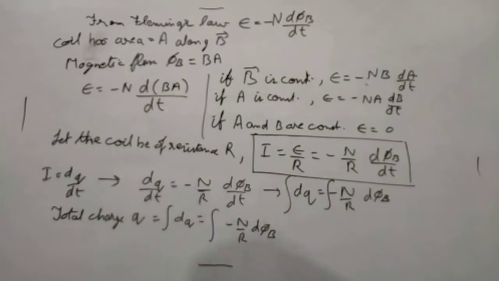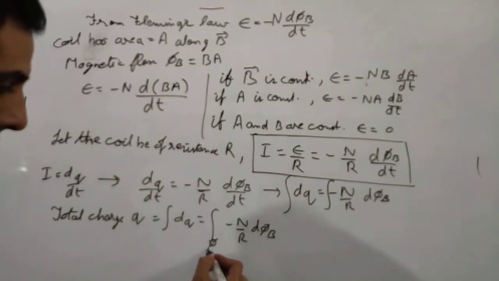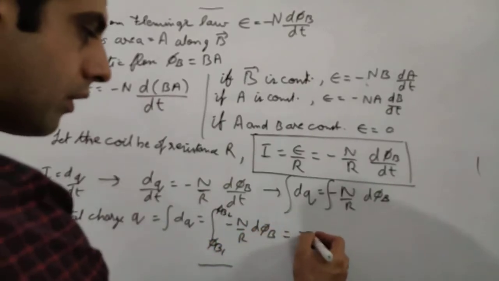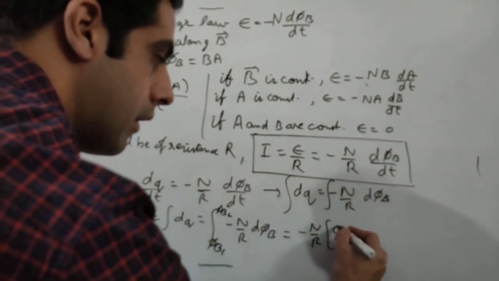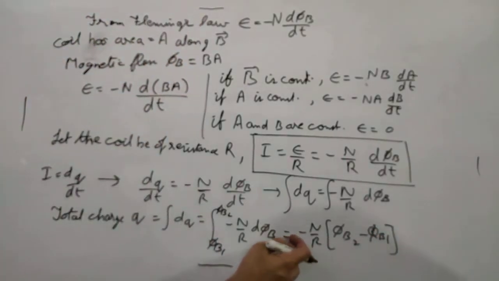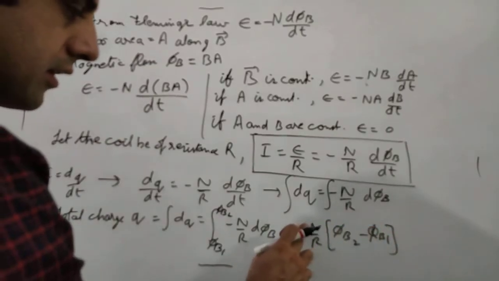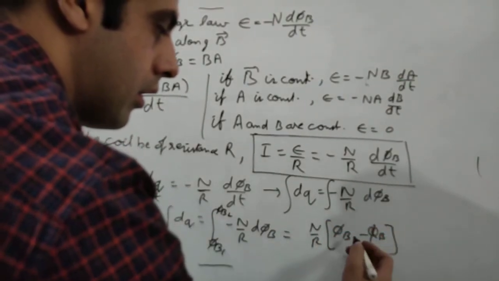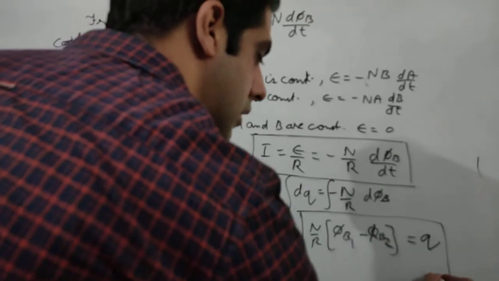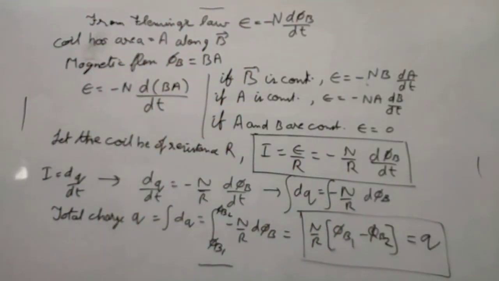We are integrating with respect to the magnetic flux, so that means the range will also be magnetic flux. Let us say that the initial magnetic flux was phi B1 and the final was phi B2. So our integration will be done like this. If you solve it, you will get minus N by R, phi B2 minus phi B1, or if you take the negative sign inside the bracket, then it will be phi B1 minus phi B2. So this will be your induced charge.